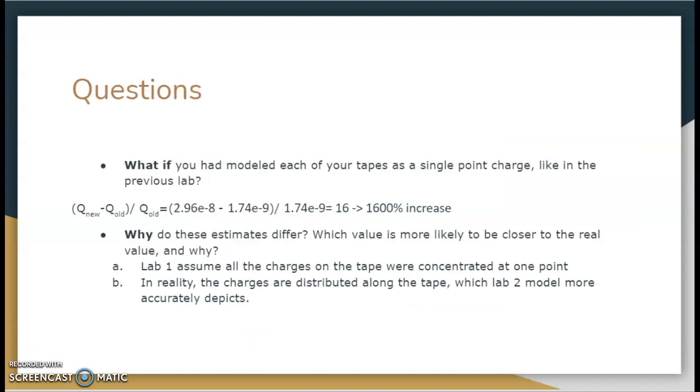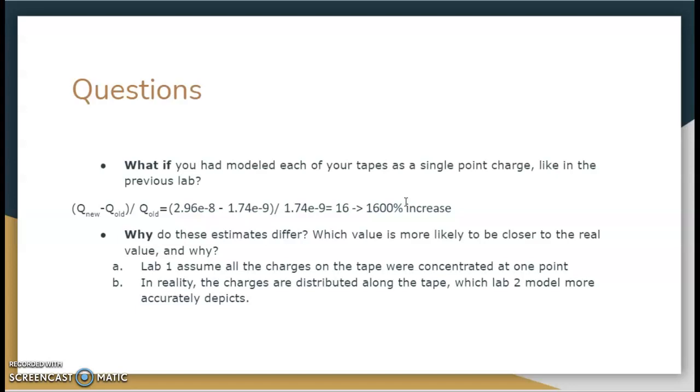So for questions, what if you had modeled each of your tapes as a single point charge, like in the previous lab? As you can see, we tried this before, and basically we get a 1600% increase. So there is a huge difference.